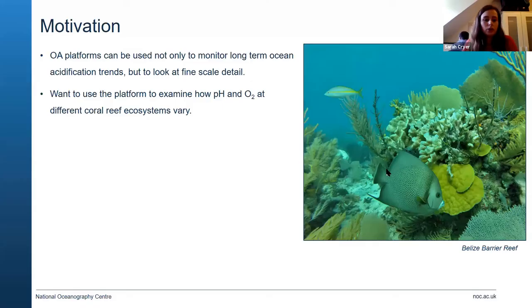So as Socrates has been talking about, the OA platforms can be used to monitor long-term ocean acidification trends, but they can also be used to look at fine-scale detail. And so the aim of what I'm trying to do is see if we can use the platform to examine how pH and oxygen at different coral reef ecosystems might vary.